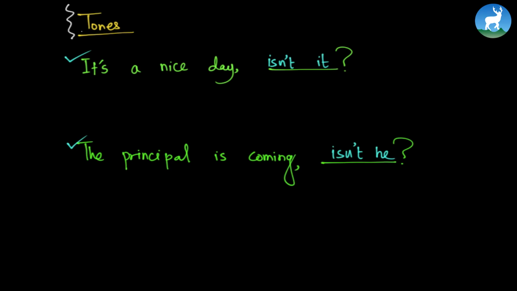Now let's learn about the tones. It's a nice day, isn't it? We have a falling tone. We are using the falling tone because we are already sure of the answer. So we just want confirmation. In fact, this is not even a real question. In the second example, a rising tone is used. These are real questions, but the first is not a real question.